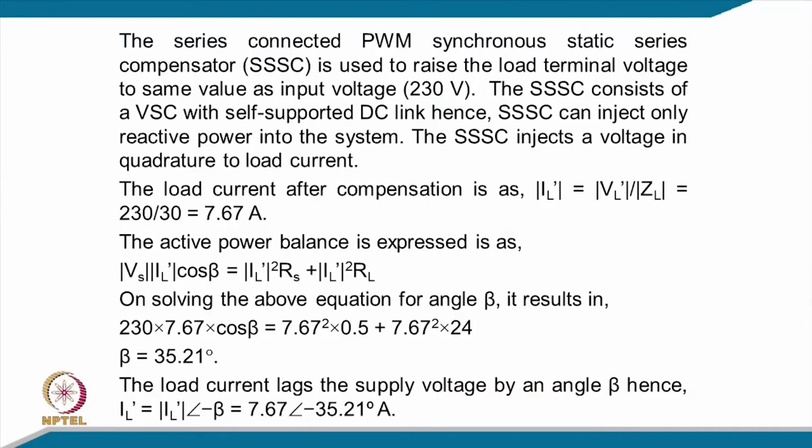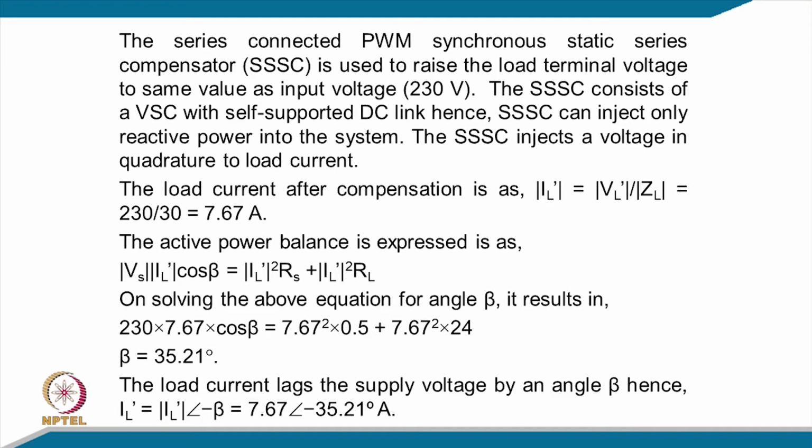So, we want to use a series connected static synchronous compensator to raise the load terminal voltage to the same as the input voltage of 230. The SSSC consists of a VSC with a self supporting DC link, hence the SSSC can inject only reactive power into the system, and it injects the voltage in quadrature with the load current. So, we have the load current after compensation, because the voltage is maintained at rated, and this is the load impedance.